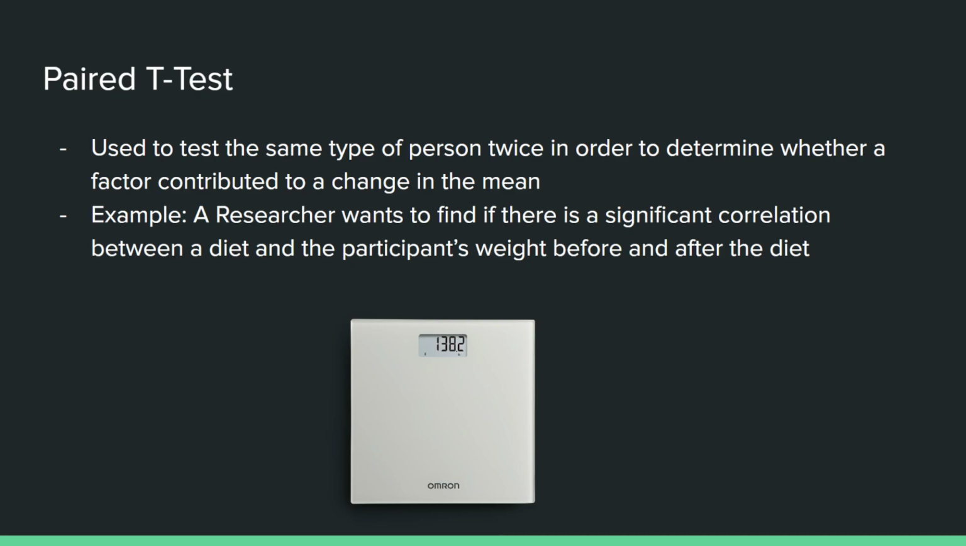So a researcher wants to find if there is a significant correlation between a diet and the participants' weights before and after the diet. So here, the two groups that we would be testing against are essentially the same people, but a factor is put in place to see if it affected the mean in any way. So here we have the weight before the diet, then the diet happens, and then the weight after the diet. So essentially what we're trying to find is if the diet had any effect on the weight whatsoever, and reflect it using one of the t-tests.